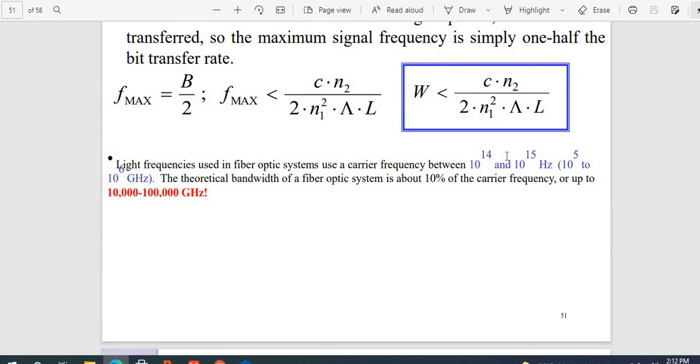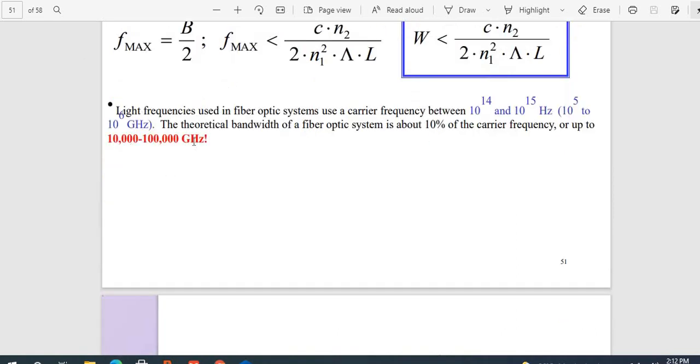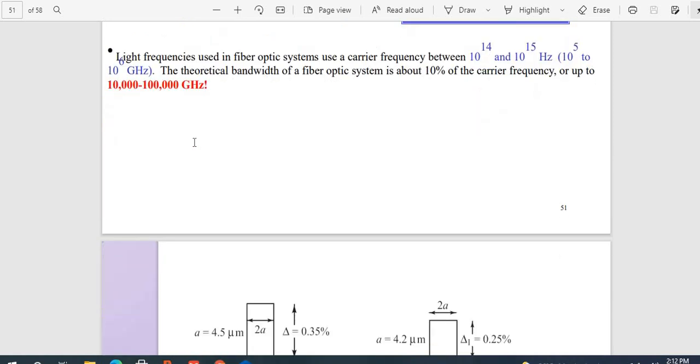This is also the light frequency for that particular bandwidth. So here the light frequency used in the optical fiber system carries a frequency between 10 power 14 and 10 power 15 hertz, or 10 power 5 to 10 power 6 gigahertz. If you convert into gigahertz, we have written that. The theoretical bandwidth of a fiber optic system is 10% of the carrier frequency, or up to 10,000 to 1 lakh gigahertz. That's the range of our light frequency when we are passing in the optical fiber. We can get this much frequency.